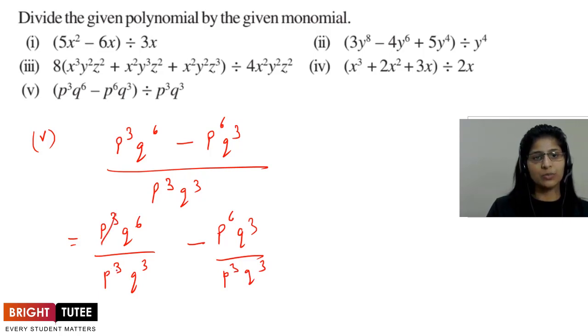So just see, p cube and p cube get cancelled, q to the power 6 upon q to the power 3. Using the law of exponents of division, we get q to the power 3 minus, here this will get cancelled, we have p to the power 3. So this is the answer. Clear? So this is how we divide.